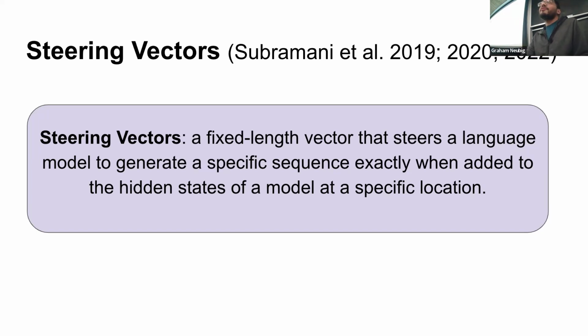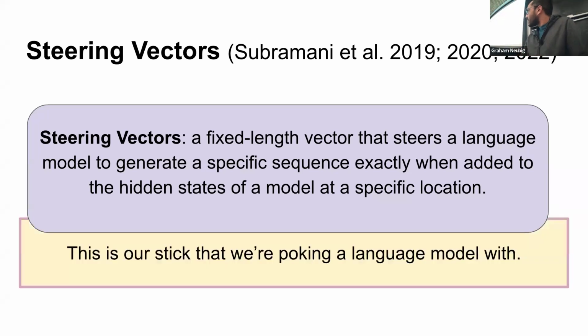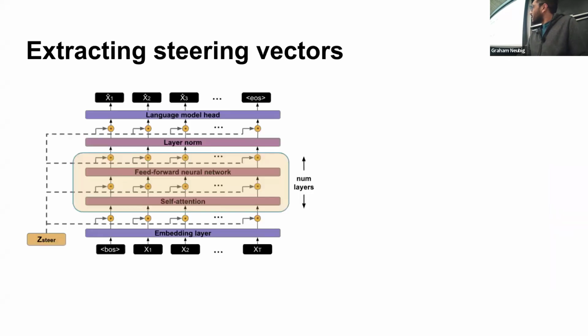So this is different than a soft prompt or a model editing approach. In this case, there is a vector that corresponds to a sequence, and that vector doesn't correspond to any other sequence. There could be multiple vectors, and it turns out there are multiple vectors that correspond to that sequence. It'll be a little bit clearer based on how we extract these things. So this is the stick that we're poking the language model with. So how do we extract them?